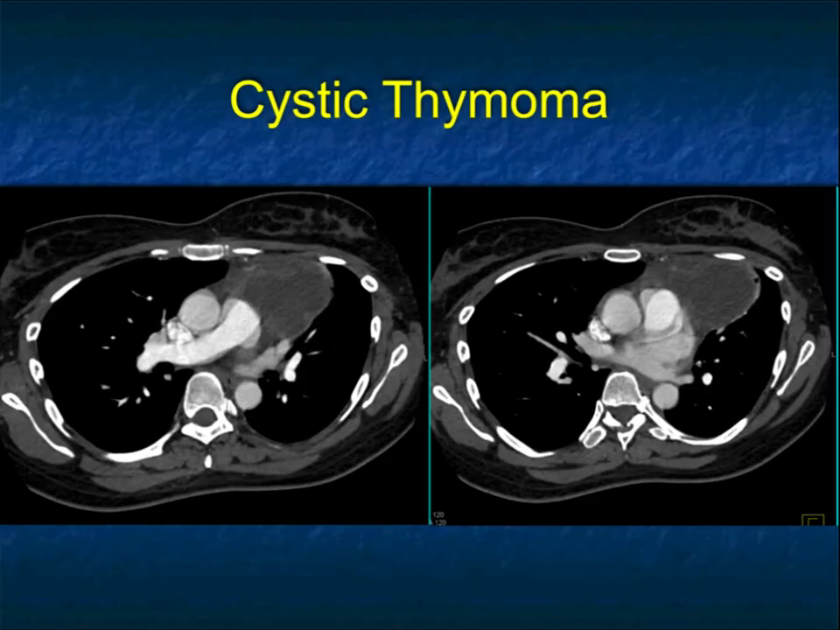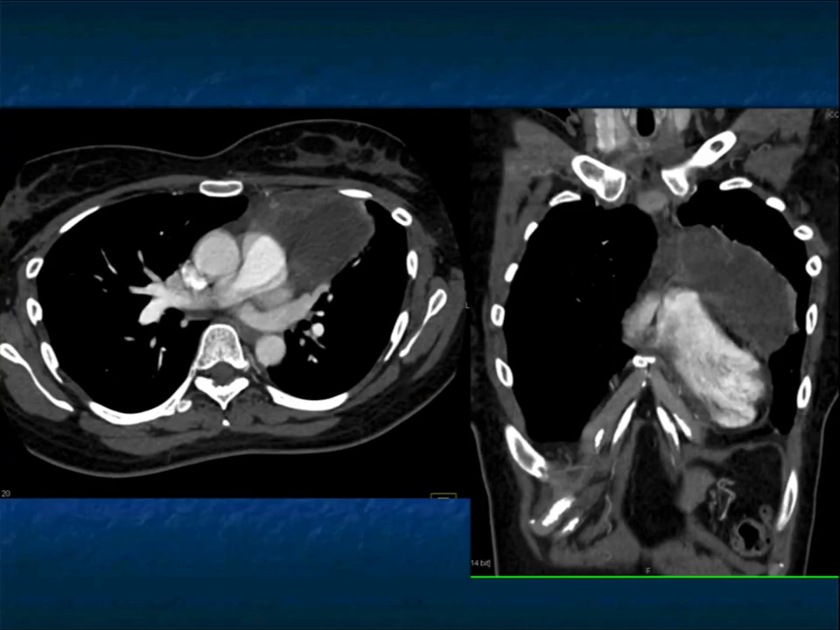And here's another case, eccentric anterior mediastinal mass. Yes, you could think about lymphoma. The lymphoma usually isn't so cystic. Teratomas usually have calcification or fat, though teratoma is a reasonable thought. This was a cystic thymoma.